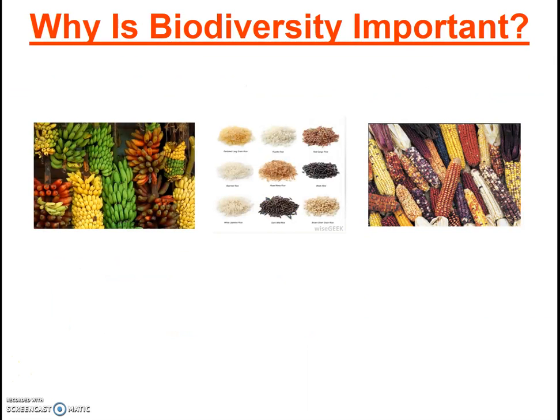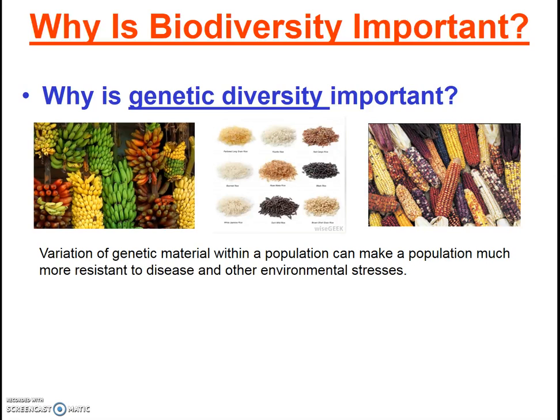So why is biological diversity important? Well, there are many reasons. First, let's consider genetic diversity. The variation of genetic material within a population can make a population much more resistant to disease and other environmental stresses. For example, if all individuals in a population were genetically the same, disease or drought might easily wipe out an entire population. However, if each individual in a population is genetically unique, some individuals may have the ability to survive the disease, drought, etc.